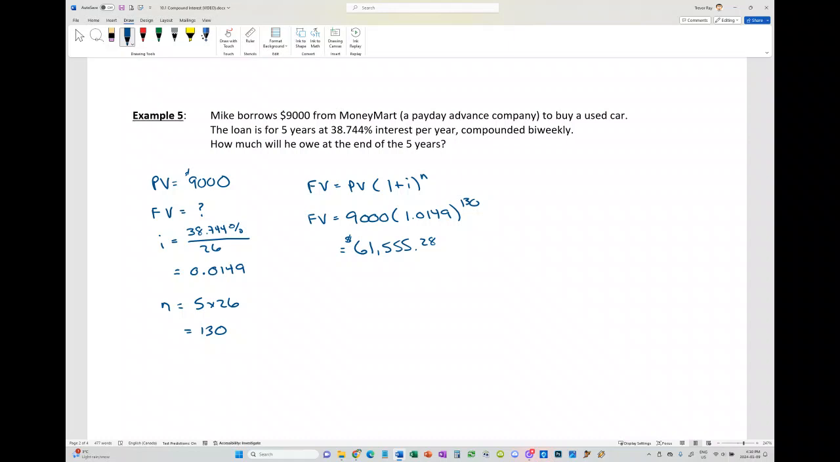If you had left this part in your calculator as an exact value, 0.0149011538 something, as a final answer you would have gotten $61,567.41. So that's the exact value. This was the rounded I. So close enough. We're off by about $12, but I think that's pretty reasonable on an amount that's over $61,000. Okay.